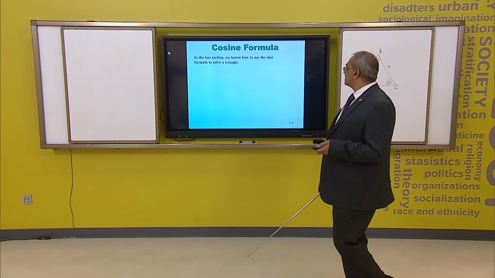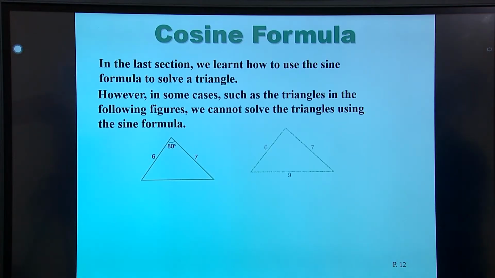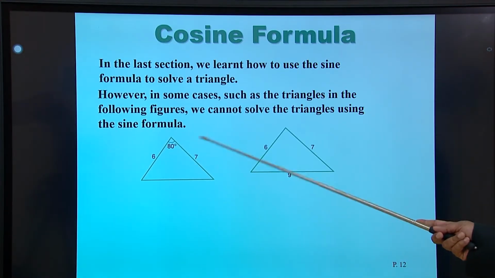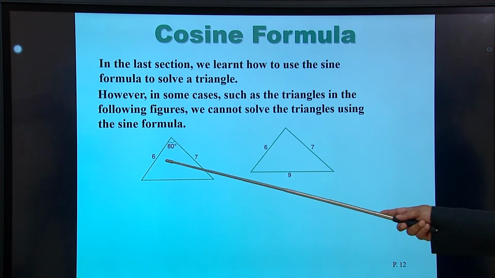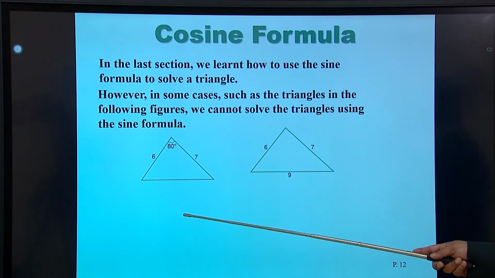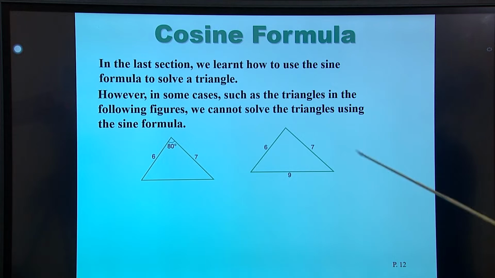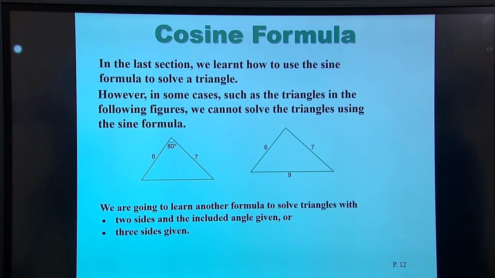All right, let's look at the cosine formula. If we have an example like this, and we want to find out the side here, the sine rule will not help us. In this case, we have no angles, so we cannot use the sine rule. So how do we solve angles and sides if we are missing information? So we have another rule which is called the cosine rule.